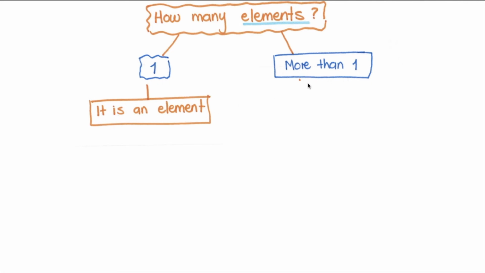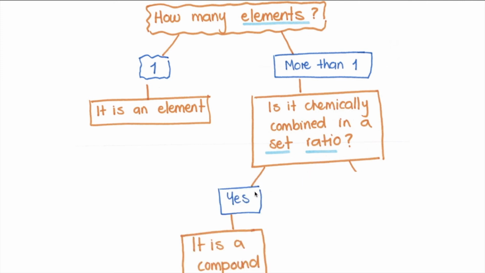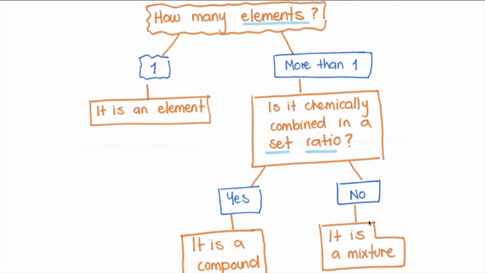If you have more than one, then you have two options, but you have to ask a question before. Is it chemically combined in a set ratio? If it has a set ratio, if the answer is yes, then it's a compound. If the answer is no, then it's a mixture. If you have questions about how this diagram works, please let me know.